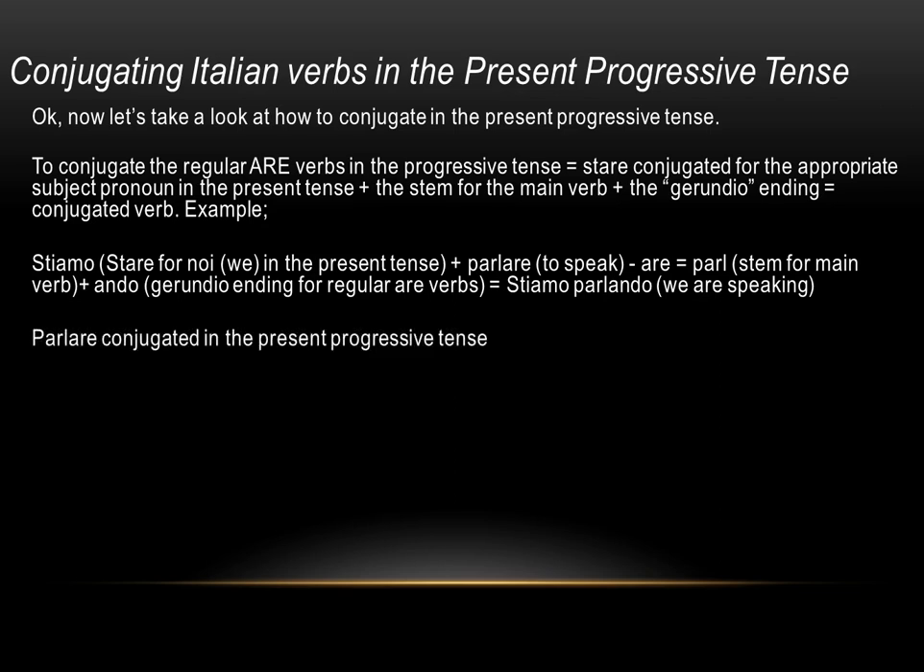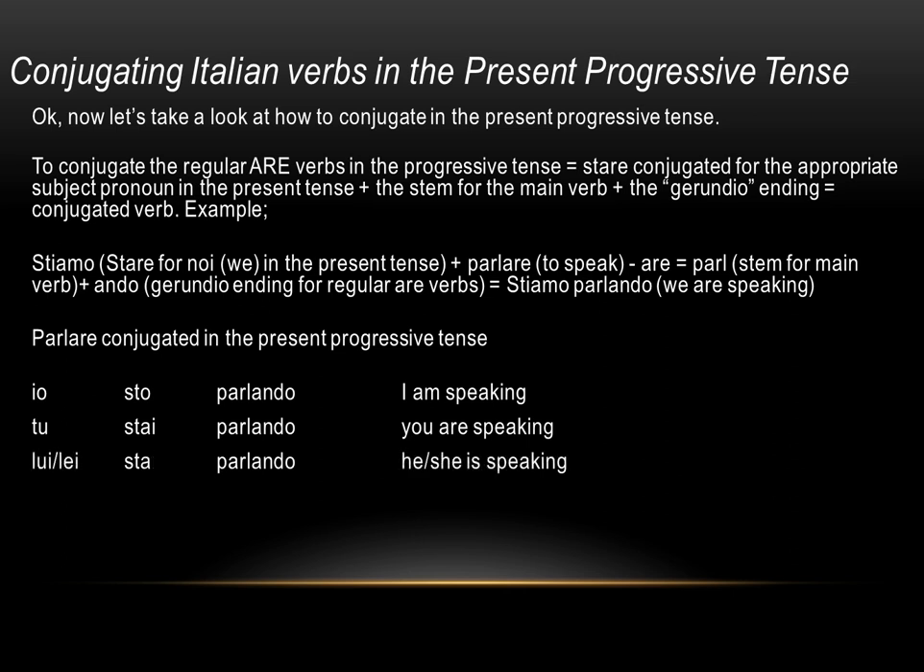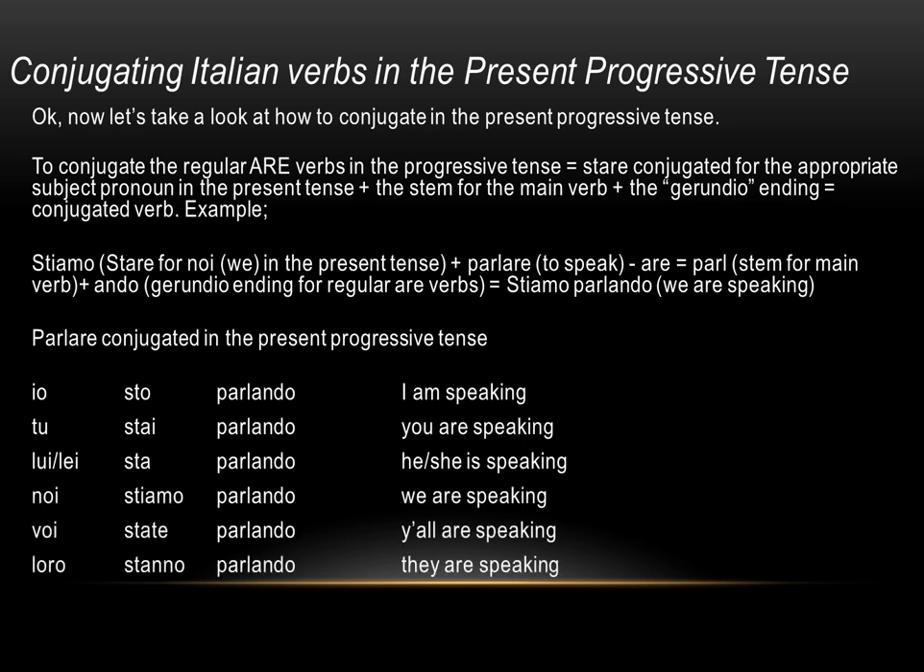Parlare conjugated in the present progressive tense. Io sto parlando. Tu stai parlando. Lui lei sta parlando. Noi stiamo parlando. Voi state parlando e loro stanno parlando. I am speaking, you are speaking, he or she is speaking, etc. So here you see stare conjugated in the present tense, parlare minus are plus ando. Sto parlando, stai parlando, etc. Facile, no?